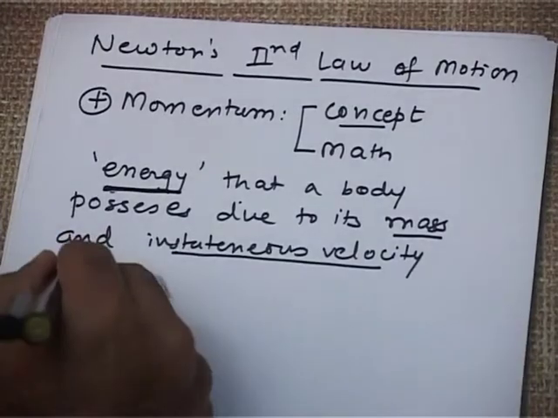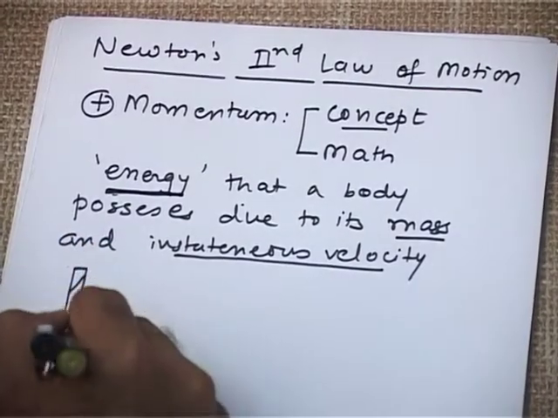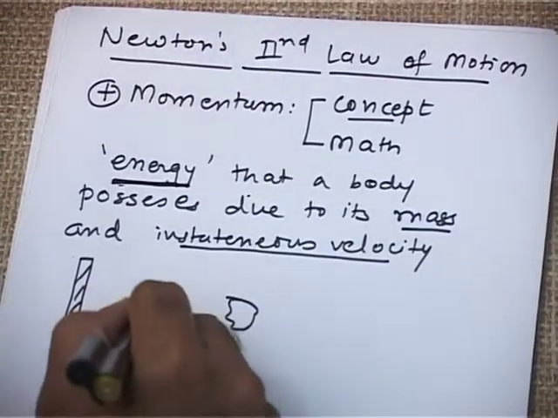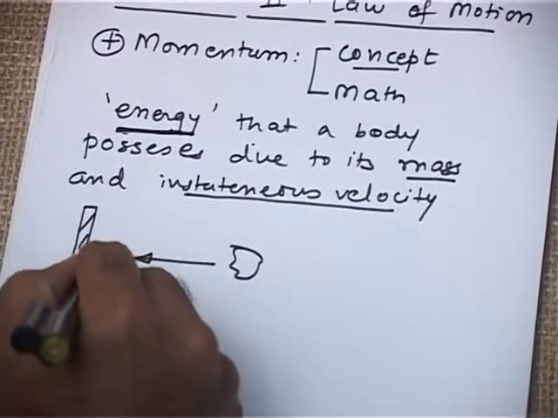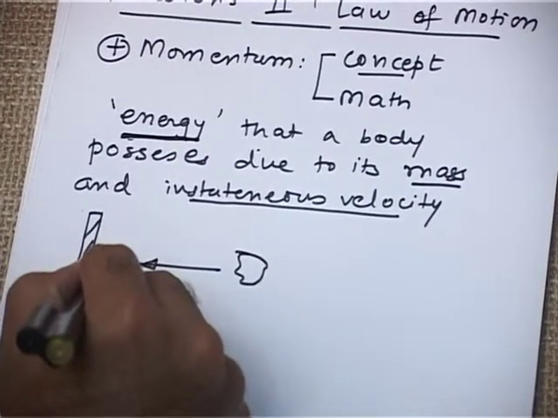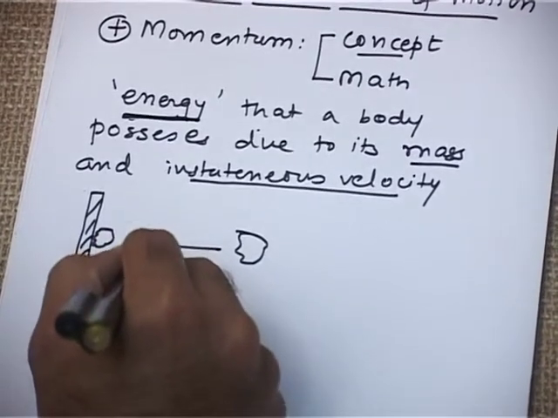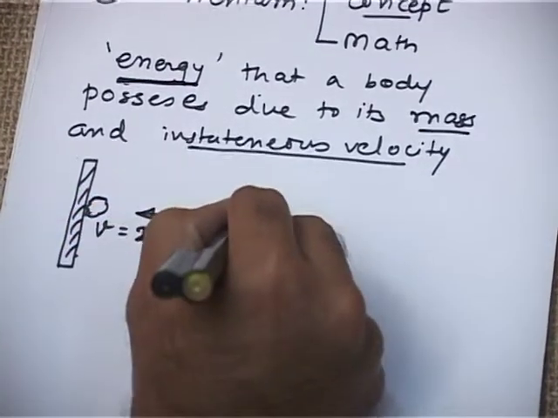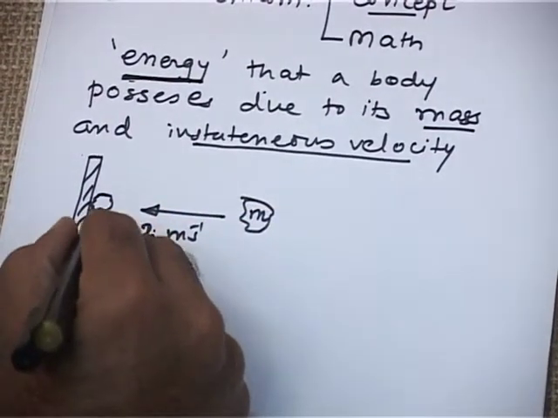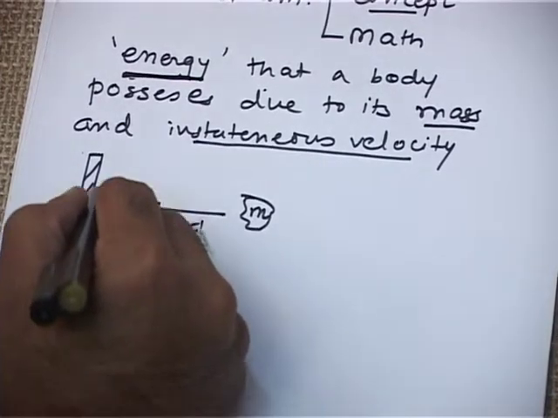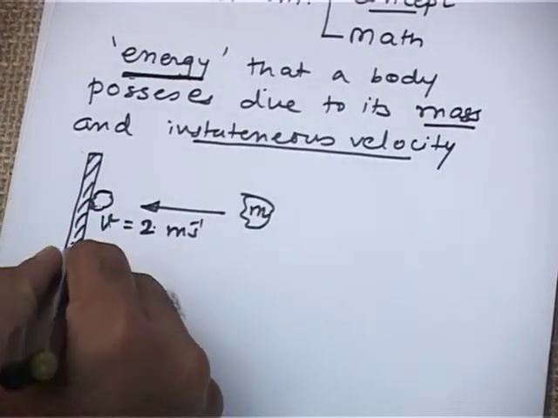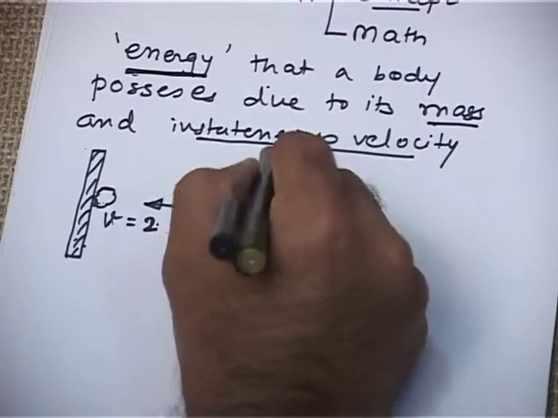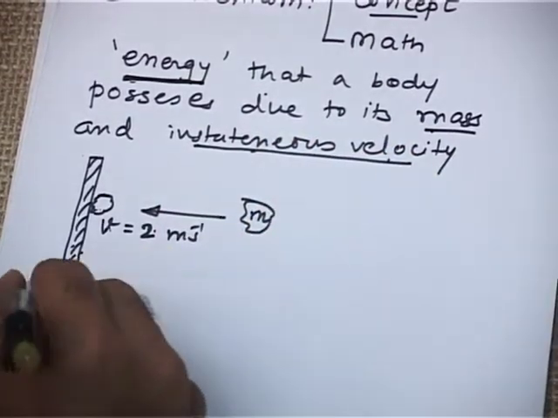Let us try to take an example. Let us say this is a window pane, a glass window pane, right? And this is a stone, and we hurl this stone towards this window. When it hits the window, it has got certain velocity. Say v is 2 meters per second. So this stone has got velocity, and it already has got some mass. Because of this combination of mass and velocity, it has certain force or energy with which it hits this window pane, and the window pane breaks.